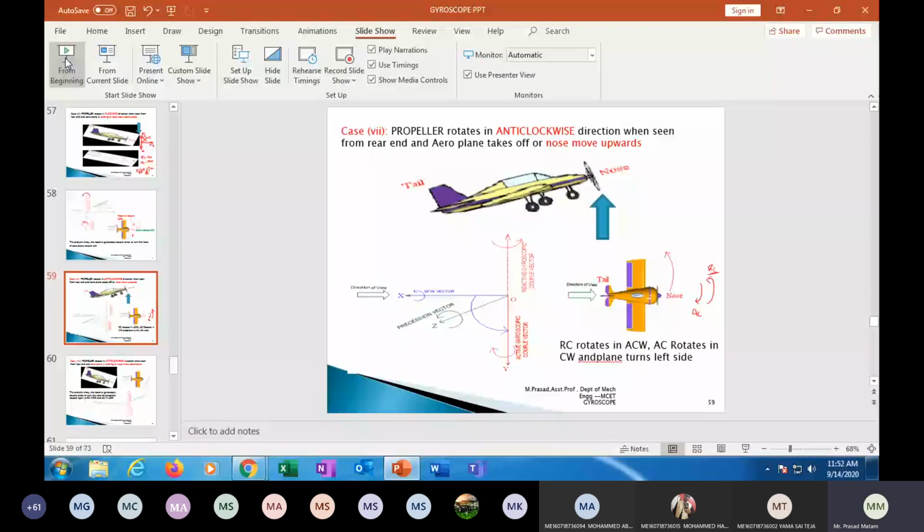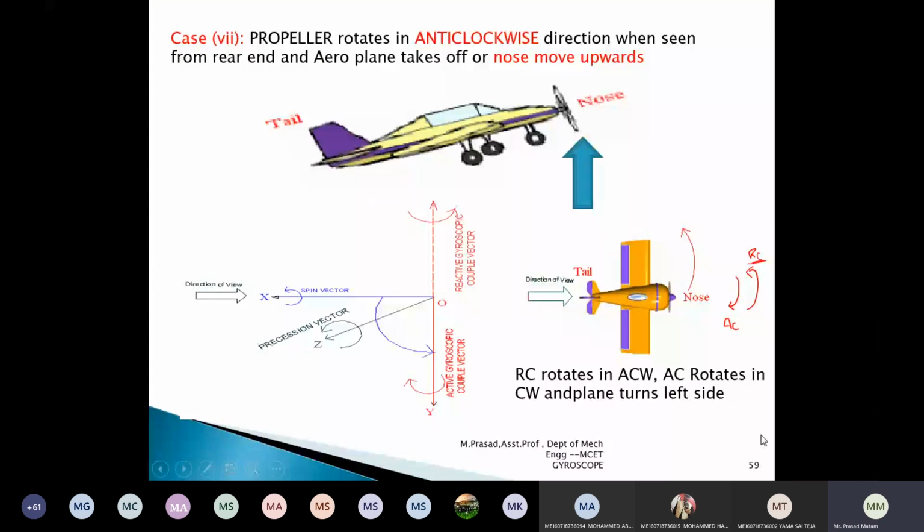Tell me the answer. How is the aeroplane moving? Please answer. Aeroplane turns towards the left side. Left side, you can see here. Right. How is the active couple moving? Moves towards the right side. How is the reactive couple moving? Moves towards the left side.